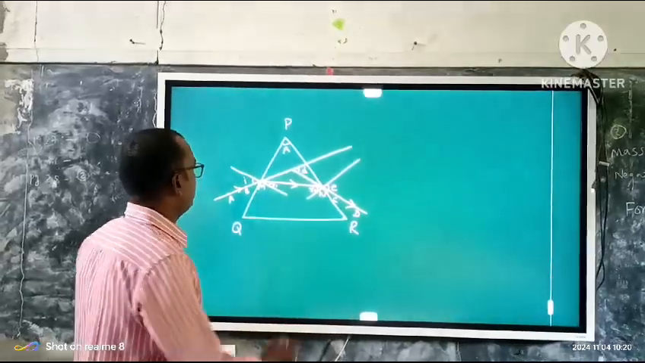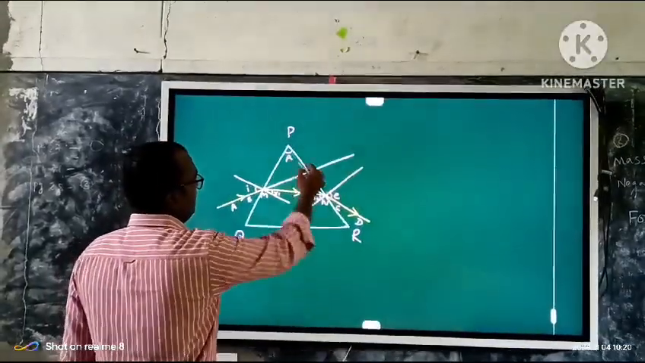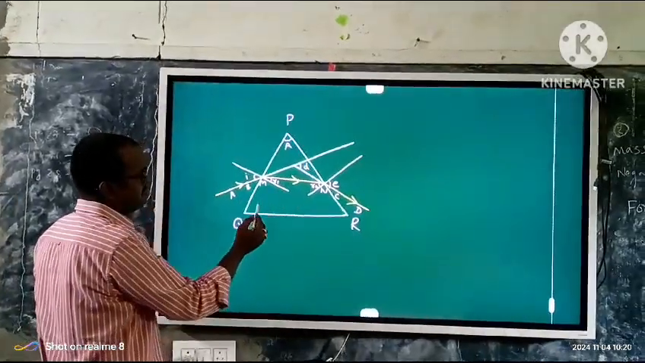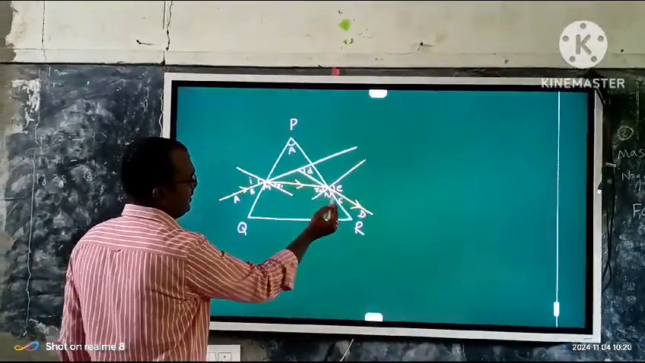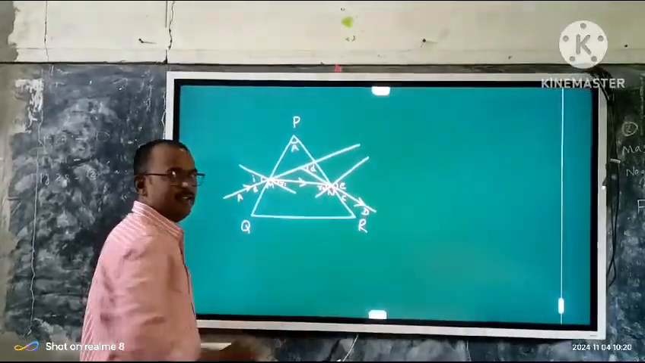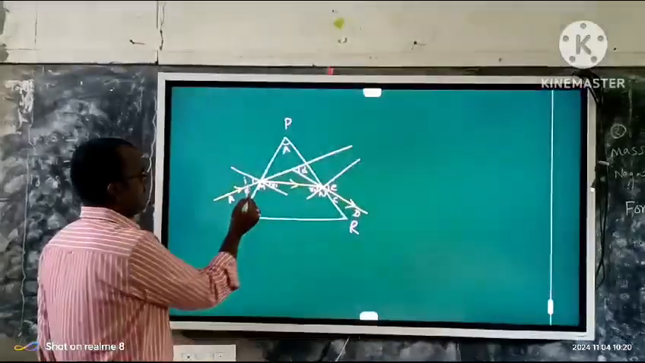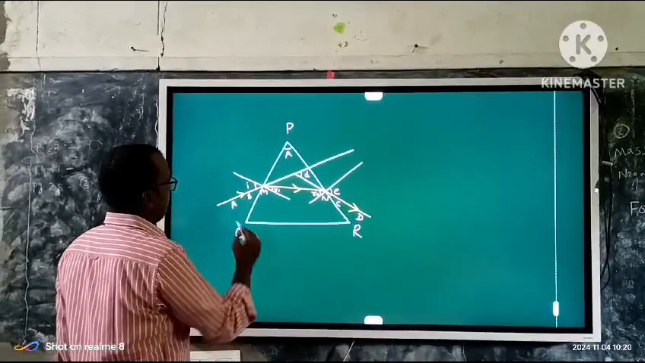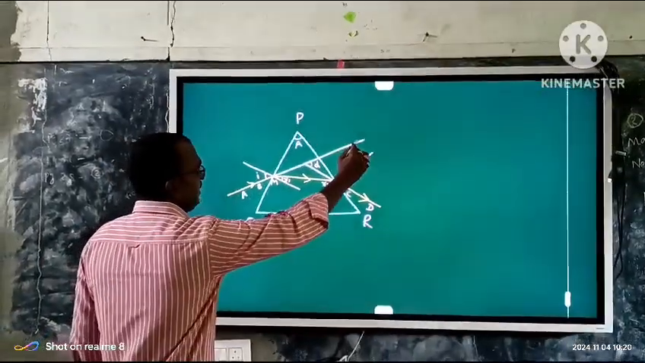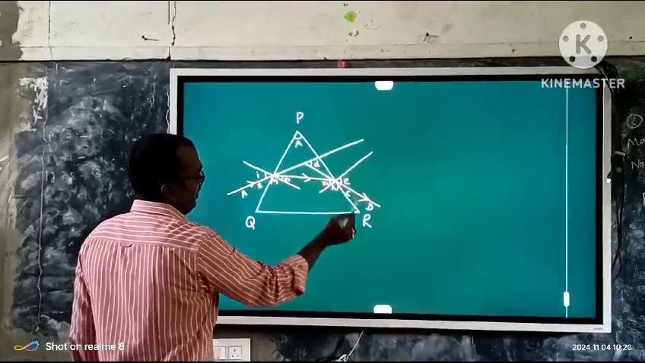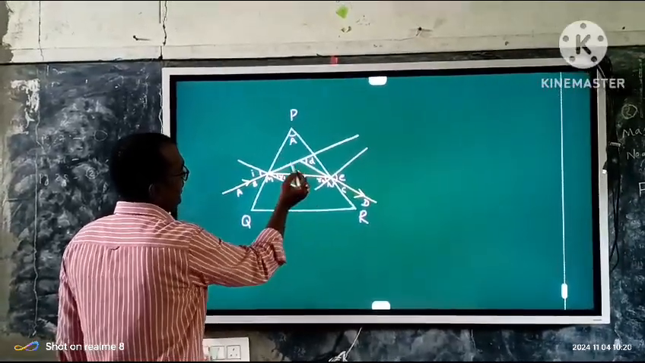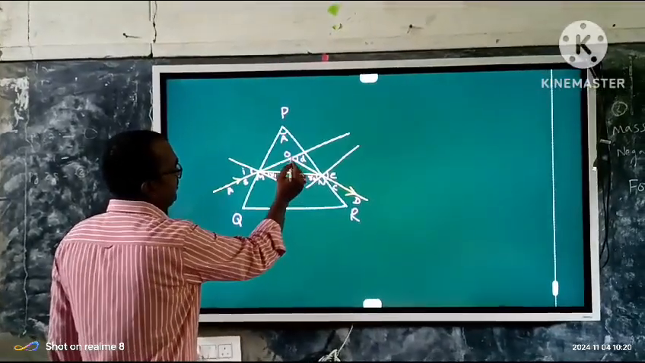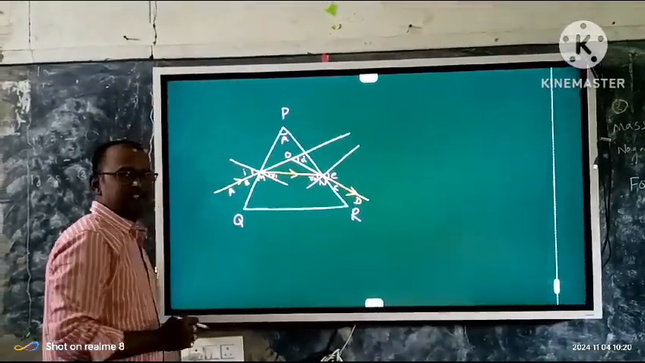Now, if we observe, PQR is the prism, AB is the incident ray, MN is the refracted ray, CD is the emergent ray. This is the angle of incidence, this is the angle of emergence. Now we extend the incident ray forward and the emergent ray backward. Then they meet at a point O. Now the angle between these two is called the angle of deviation.